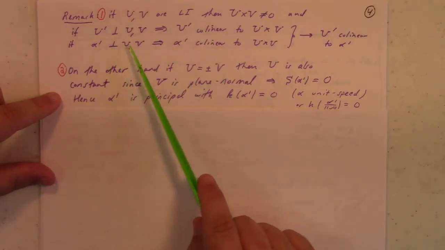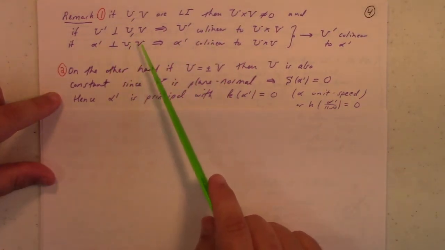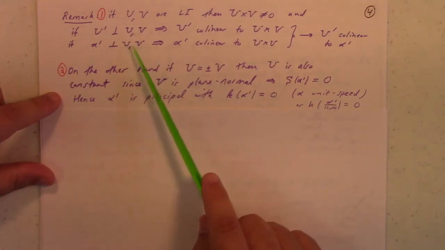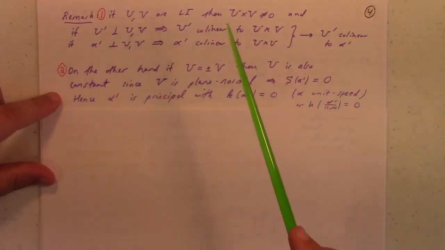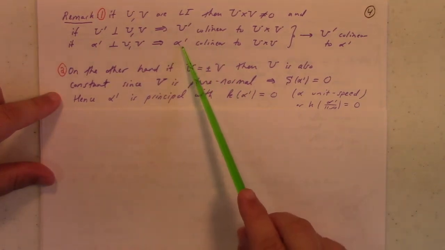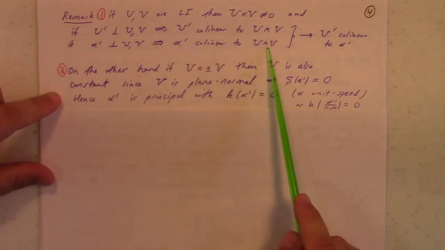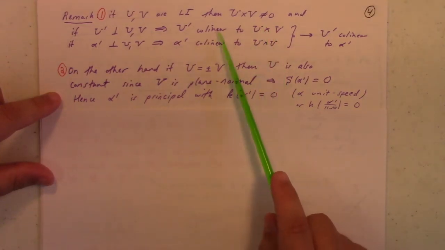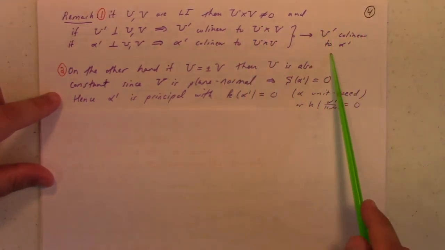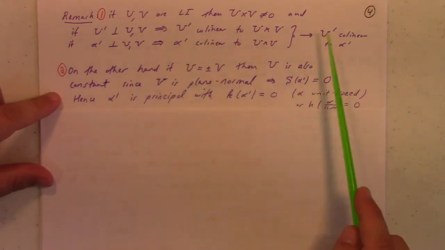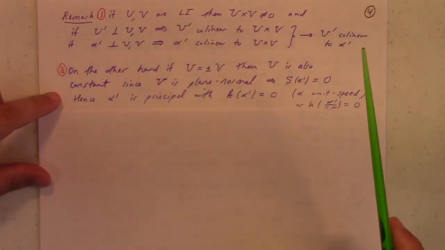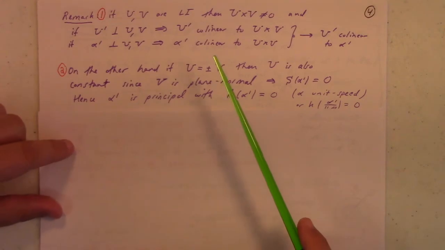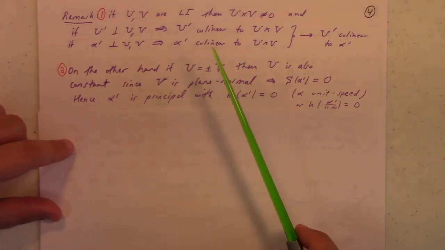Likewise, since alpha prime is perpendicular to u and v, since the curve is tangent to both surfaces, it's tangent to both normals to both surfaces. That means the velocity is also collinear to u cross v, but we only have three dimensions to work with, so it implies that u prime is collinear to alpha prime.